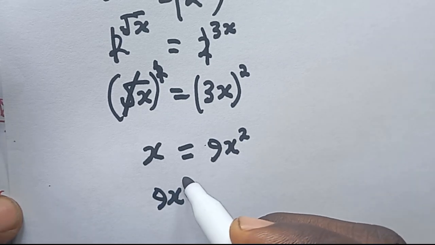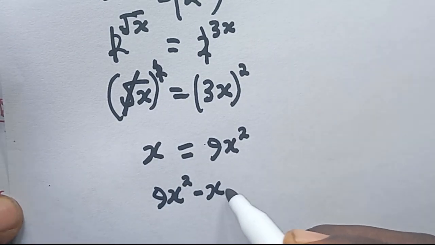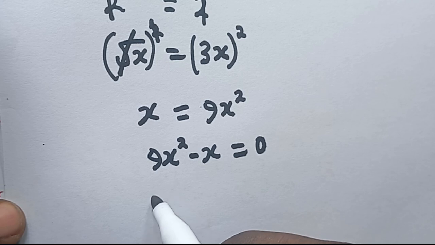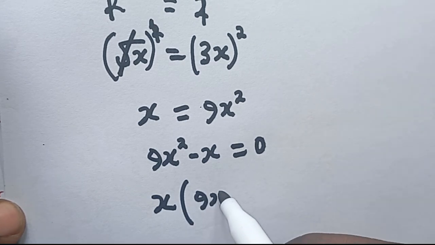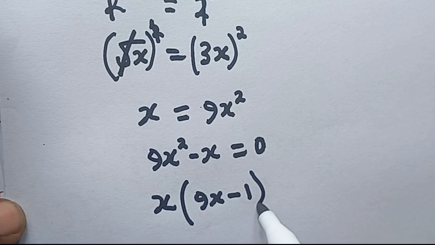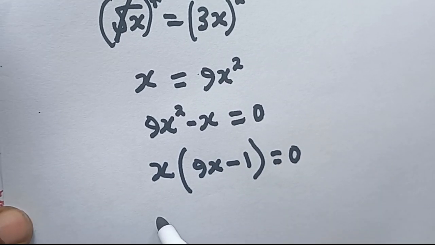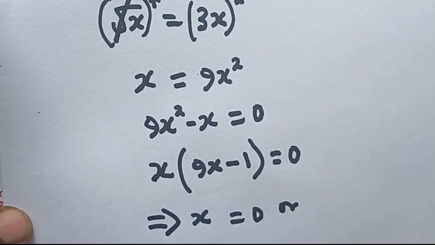So 9x squared, and I'm going to subtract this x from both sides, so I'm going to be having 0 here. Okay, and at this point I can just go ahead to factorize x out, and if I do that, I'm going to be having x times 9x minus 1 is equal to 0. Okay, so using the zero product rule, this is actually going to imply that x is equal to 0, or this stuff inside the bracket, 9x minus 1, is equal to 0.